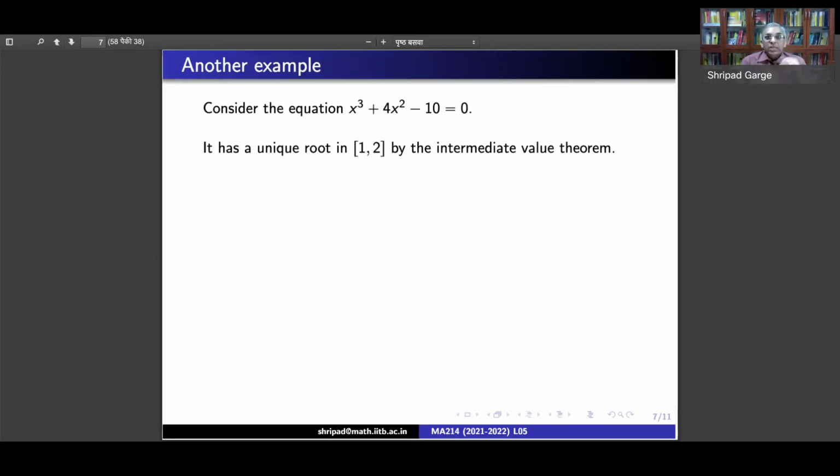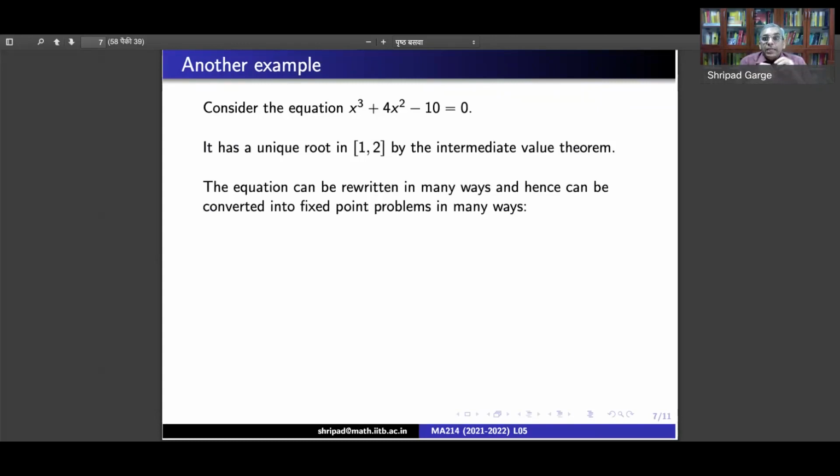So this equation can be rewritten in many ways. You can write it as x cube equal to 4x square minus 10. You put the 4x square minus 10 to the other side, so you will have x cube equal to 10 minus 4x square. Then you divide by x square throughout, and then you have x equal to something. So you have some such ways to rewrite this equation, and therefore it can be converted into fixed point problems in many ways. So we will write three ways.